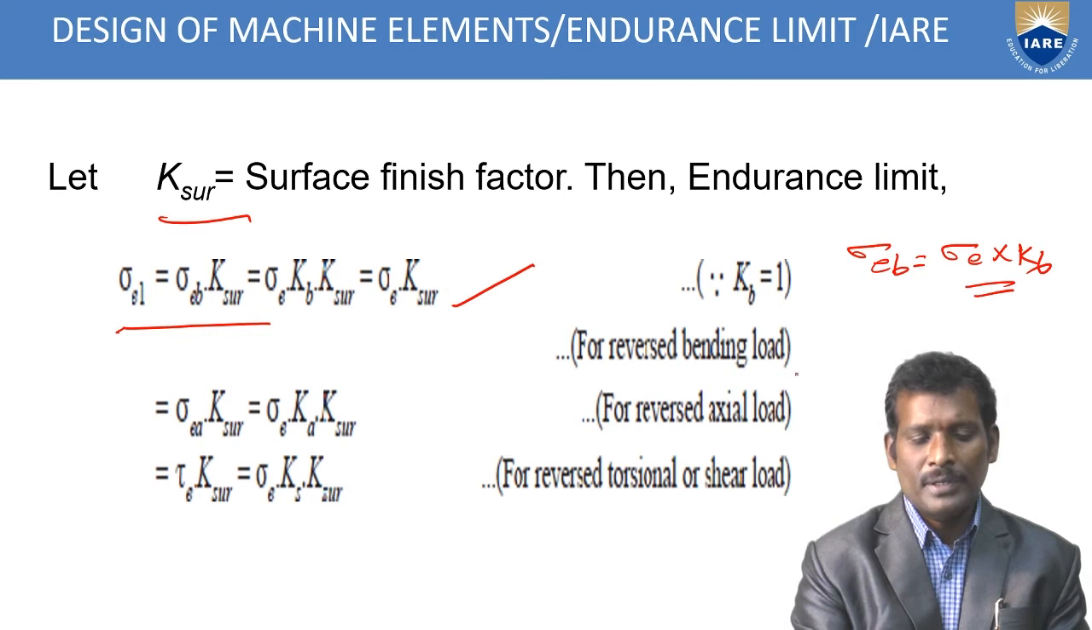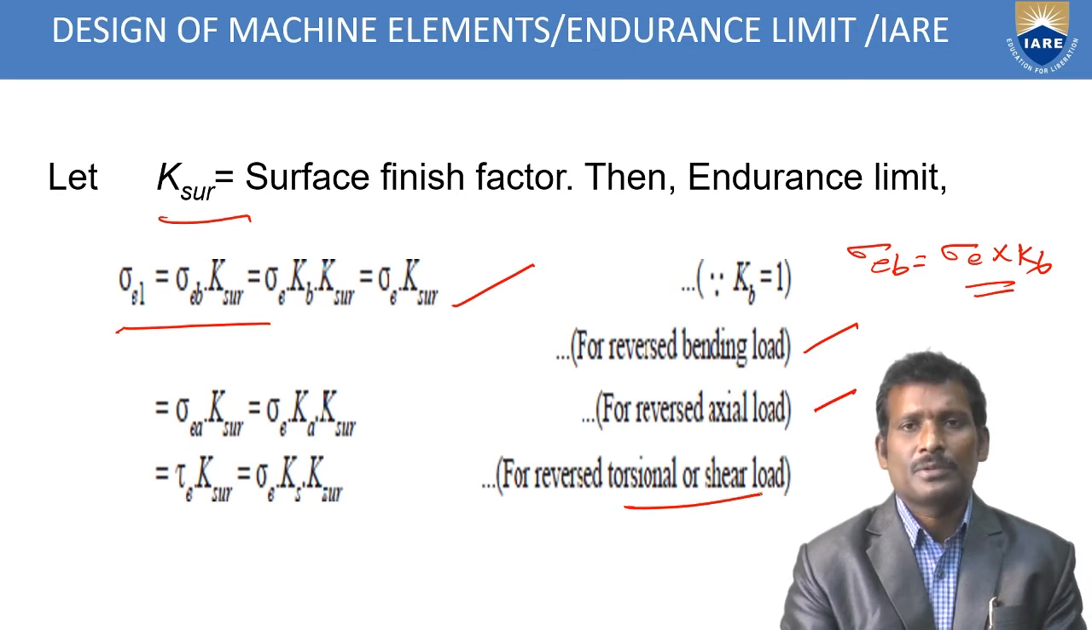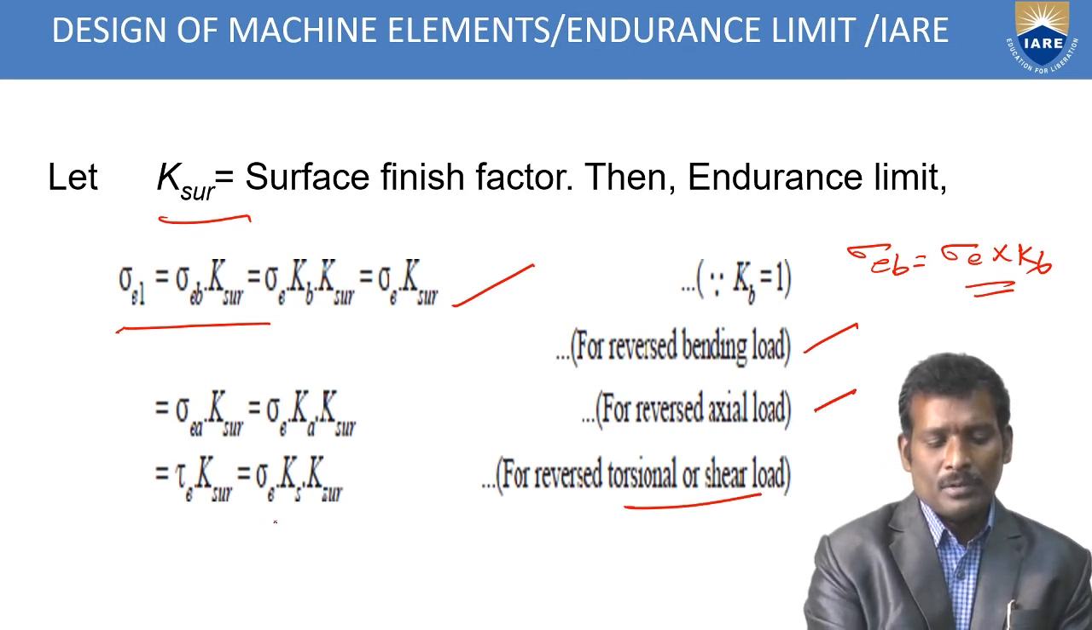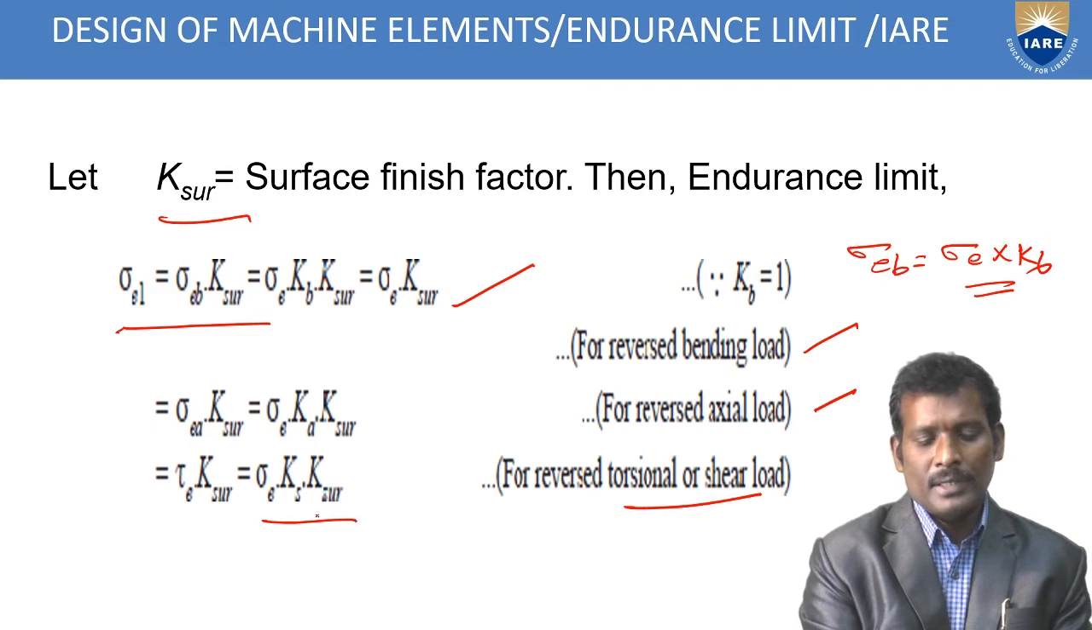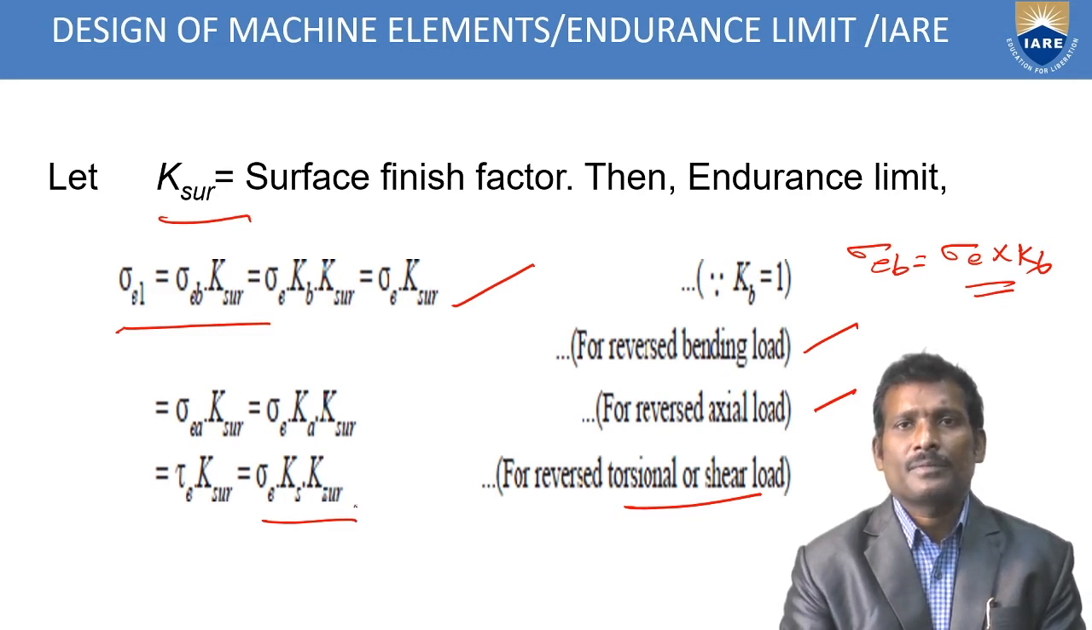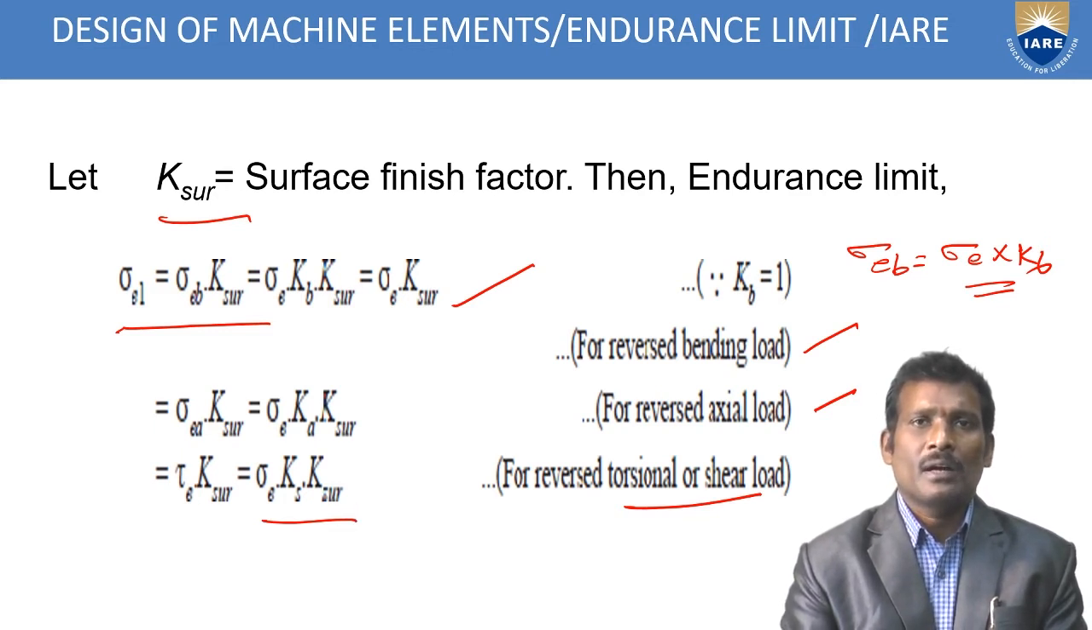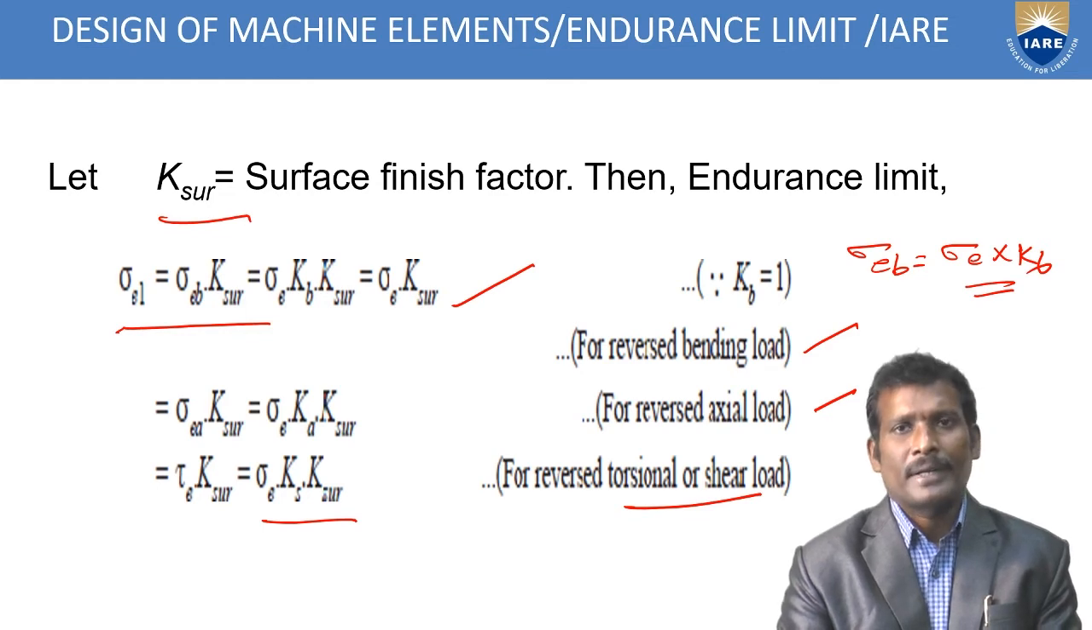Similarly for reversed bending loads, and for reversed axial loads and torsional shear loads. So here sigma E multiplied with Ks multiplied with K surface. The surface finish factor and the load factor are also acting.